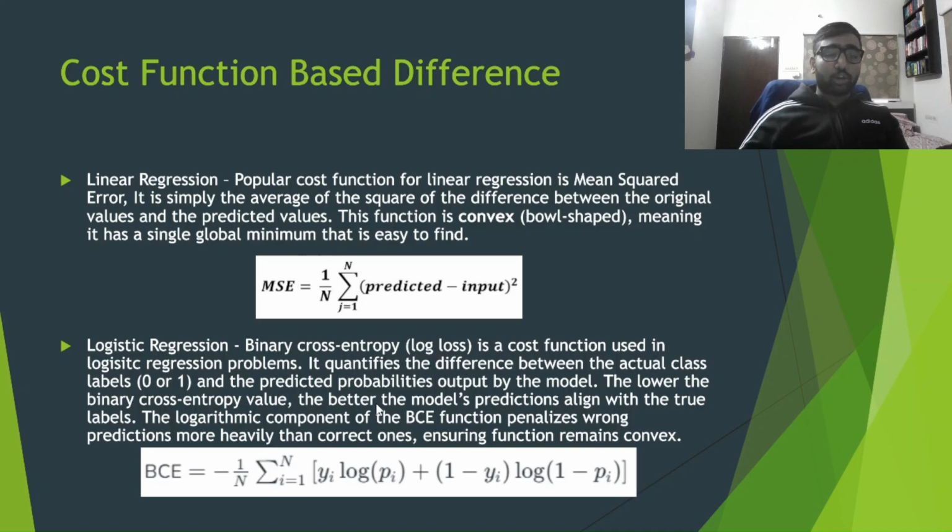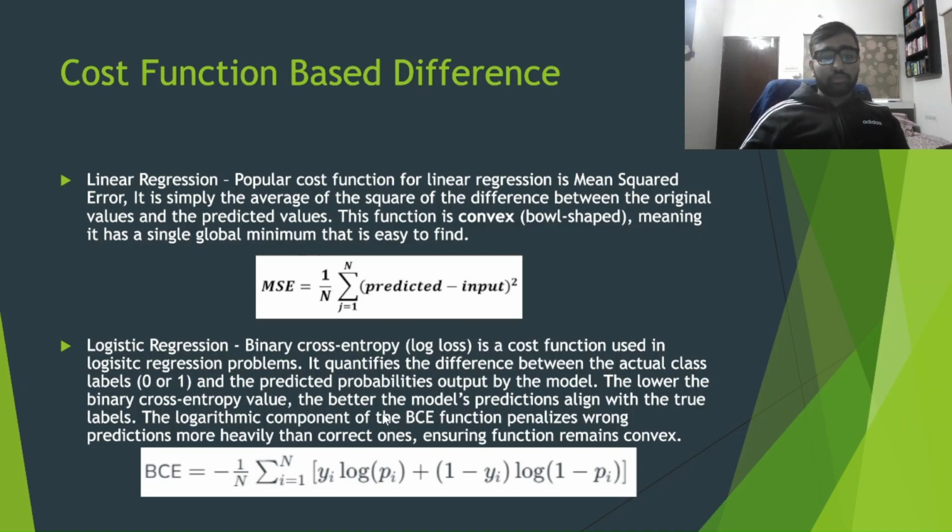The lower our cross entropy value, the better the model's predictions align with the true labels. So the binary cross entropy or the log loss function is designed such that whenever there occurs an error in the predictions of our model, it penalizes them highly, so the value of binary cross entropy increases. So the higher the value of binary cross entropy, the poorer the performance of our model, whereas the lower the value, the better the performance of the model.